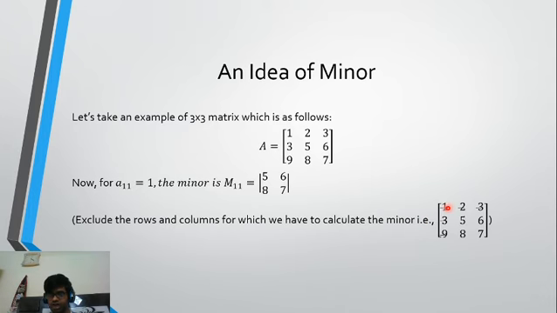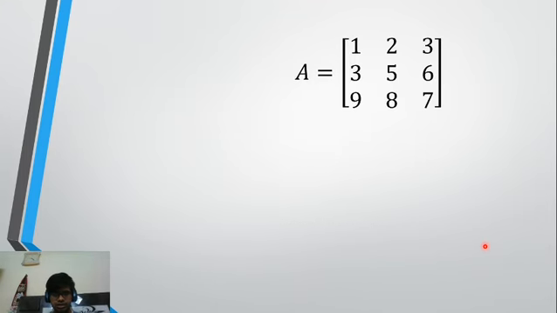For example, we had to calculate the minor of A11, so we excluded the first row and first column. So we are left with 5, 8, 6, 7. And we took the determinant, and this is called the minor. Now let's take another example.